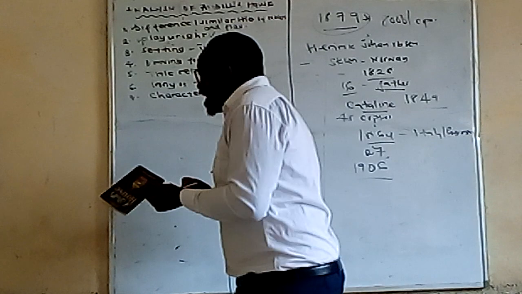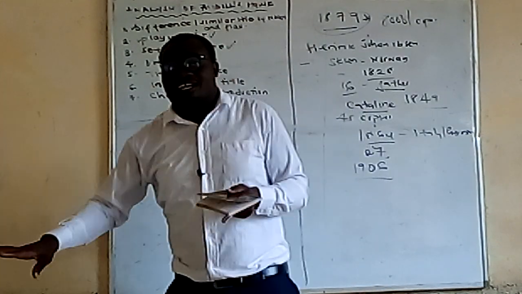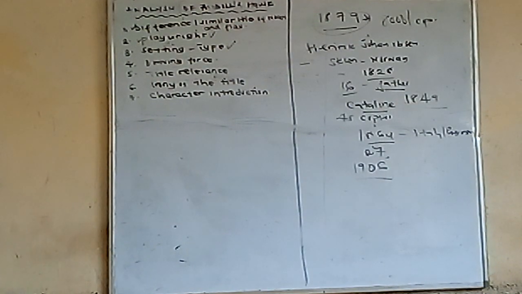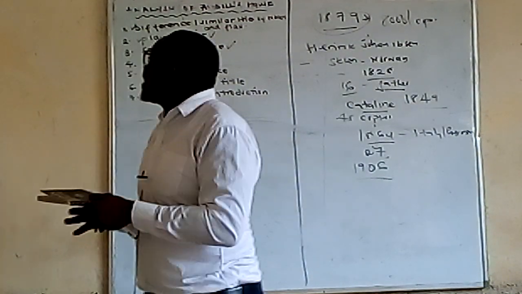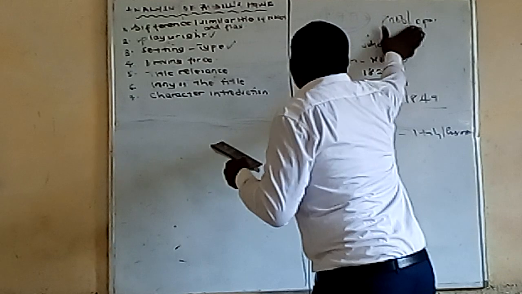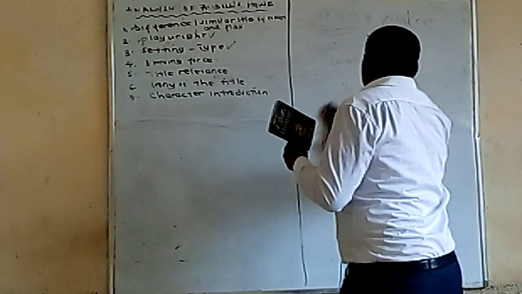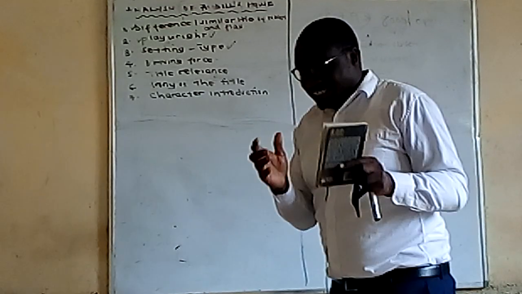Number 3, I will talk about the setting of the book. That is the setting of this book. Now, setting. How do we define setting? Remember, I've talked about the playwright. Now I go down into the setting of the book. What is the meaning of the word setting?